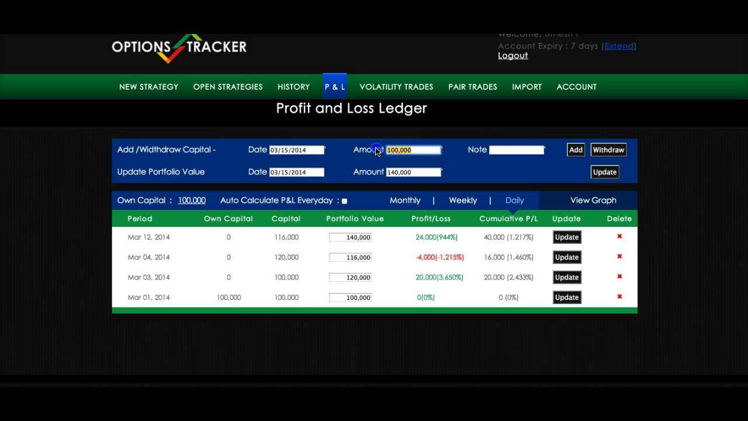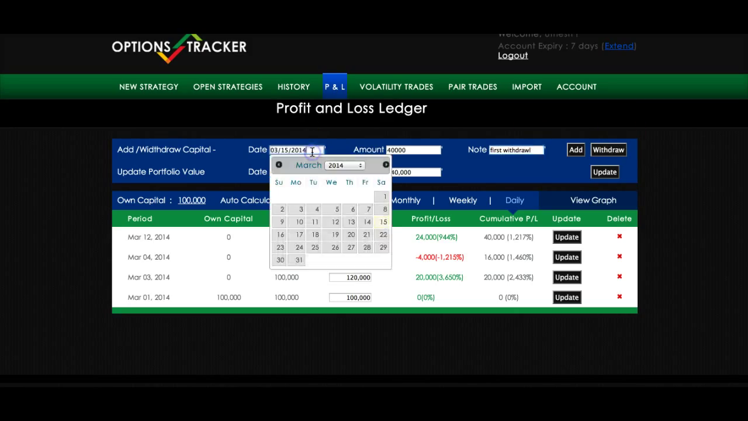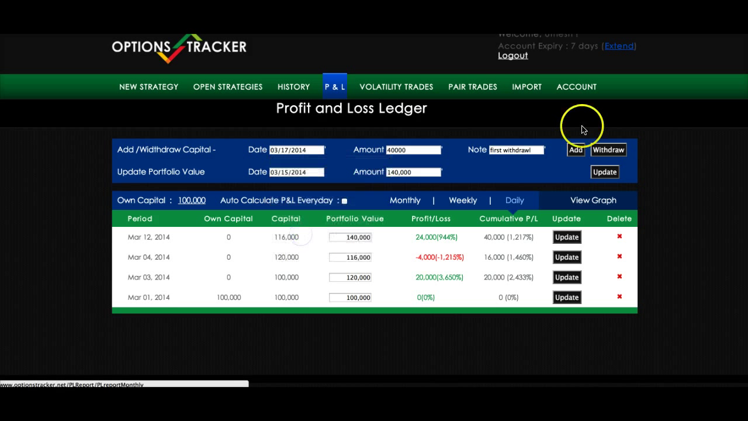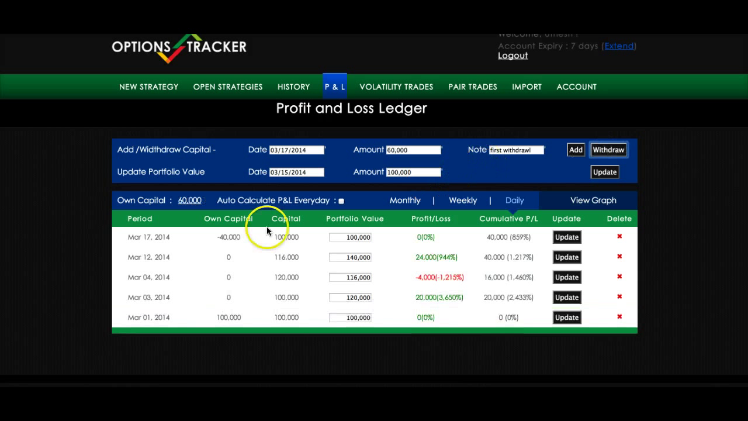So here you're withdrawing, let's say, this profit amount of 40,000, as your first withdrawal, and you click on withdraw, and on 17th of March you withdraw this amount. Now this makes an entry, it automatically changes your portfolio value from 1,40,000 to 1 lakh because you've withdrawn 40,000, and your own capital now is 1 lakh rupees, but your cumulative profit and loss still remains the same at 40,000. So, even though you withdraw this money, you get a clear snapshot of what your profit and loss looks like.